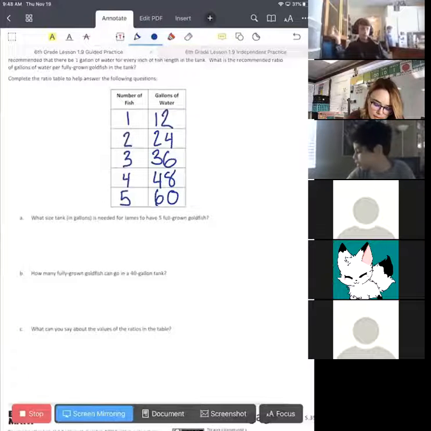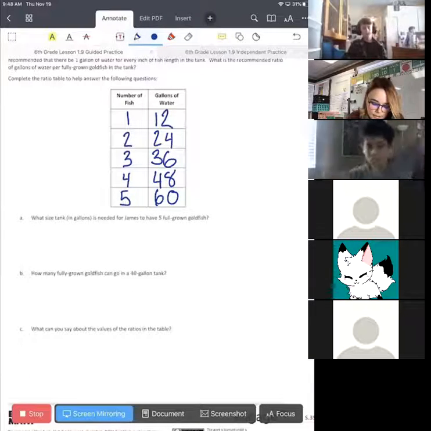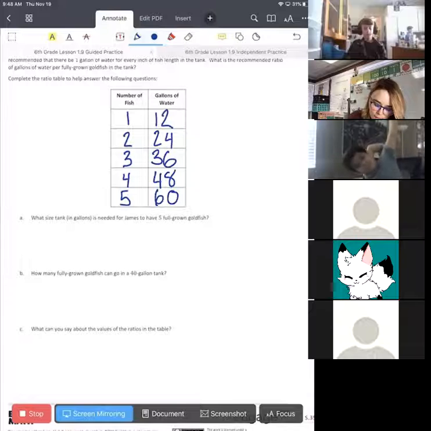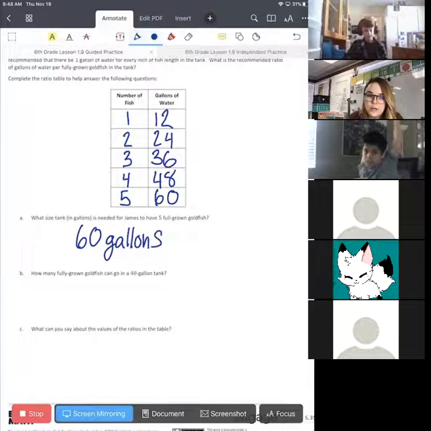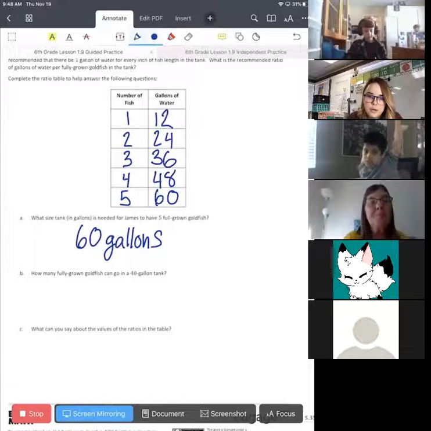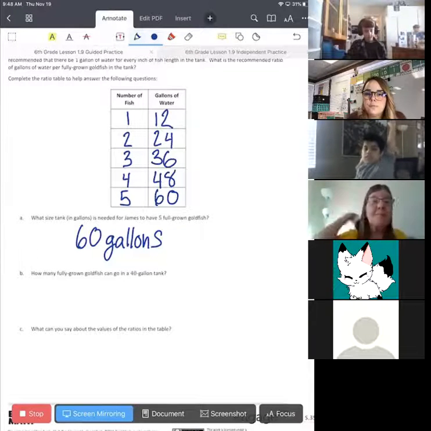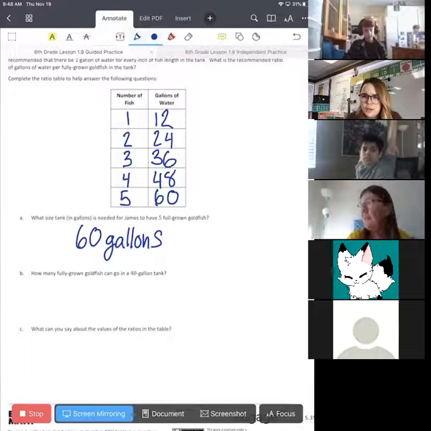Awesome. So A, what size tank in gallons is needed for James to have 5 fully grown goldfish? If we look at our table, it's that last one, 60 gallons. Needs a 60-gallon goldfish tank. B, how many fully grown goldfish can go in a 40-gallon tank? So if James has a 40-gallon tank, how many goldfish can he have in there? Who can tell me that?